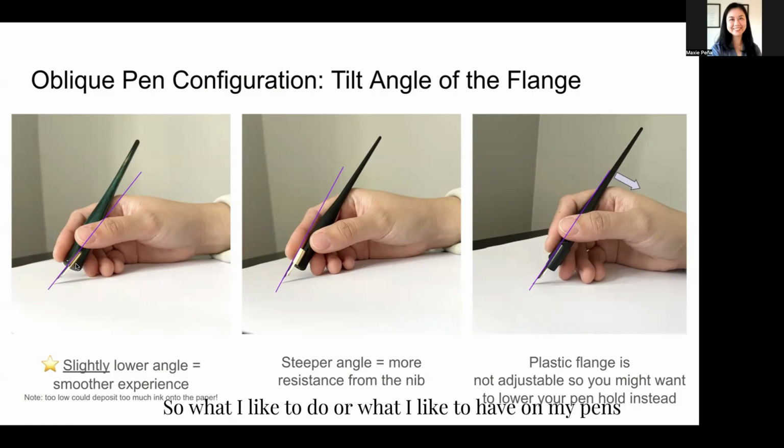So what I like to have on my pens is just a slightly lower angle compared to the pen staff. I find that it allows for a smoother experience in writing. If you happen to have a Speedball oblique pen with a plastic flange, you cannot adjust the flange yourself. For these two, you can definitely use your fingers to adjust it and tilt it, but unfortunately for Speedball holders like this, you can't. A workaround is you would just move your pen holder lower so that the whole pen angle is going to be lower to the page and you'll find less resistance from your nib.